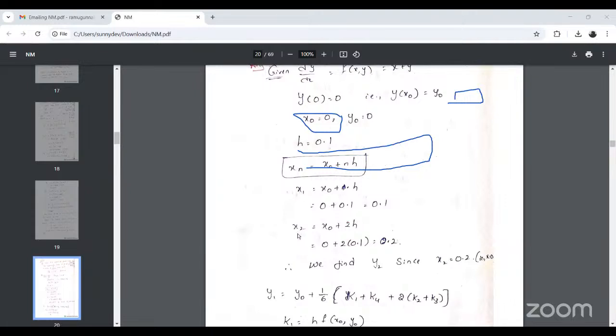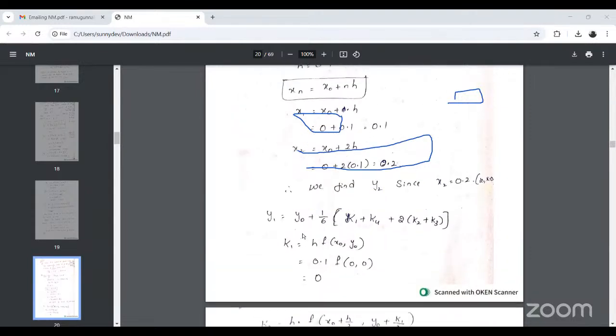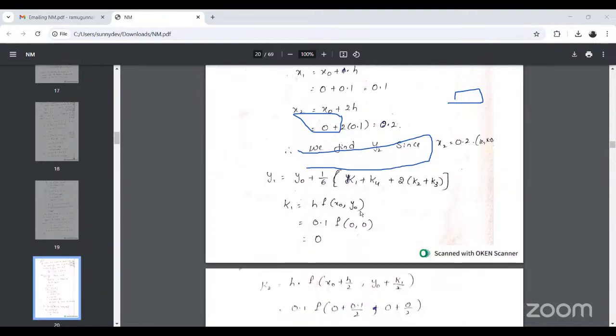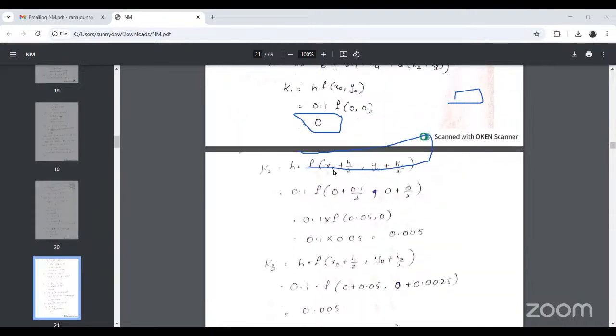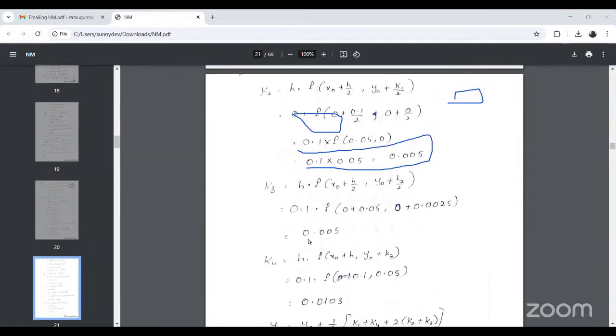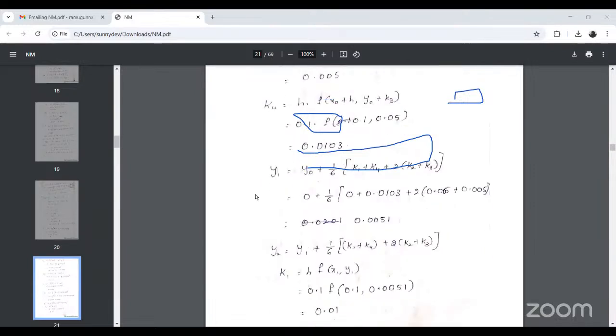x1 is 0.1, x2 is 0.2. So we need to find y2, since x2 is 0.2. So first we are finding y1. y1 equals y naught plus 1 by 6 into k1 plus k4 plus 2 into k2 plus k3. So k1 equals h into f of x naught comma y naught, that is 0.1 into f of 0 comma 0, that becomes 0. Similarly we can find k2 as 0.005, k3 as 0.005, and k4 as 0.0103. Then we can find y1.